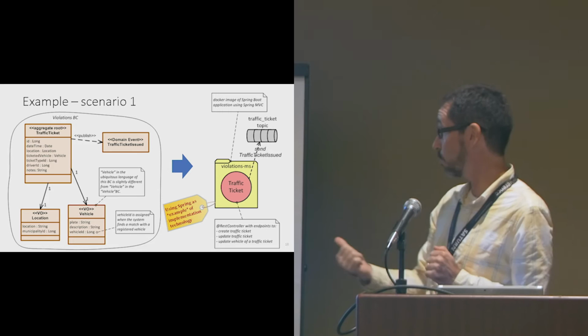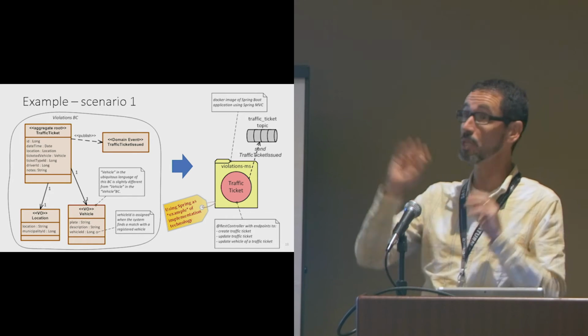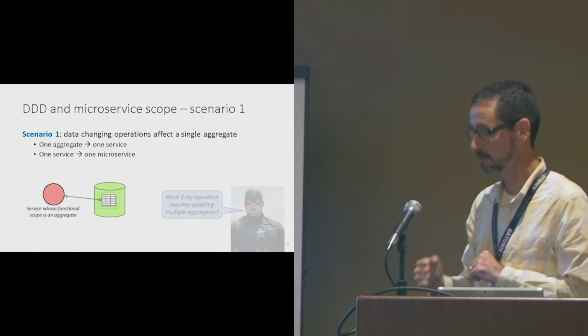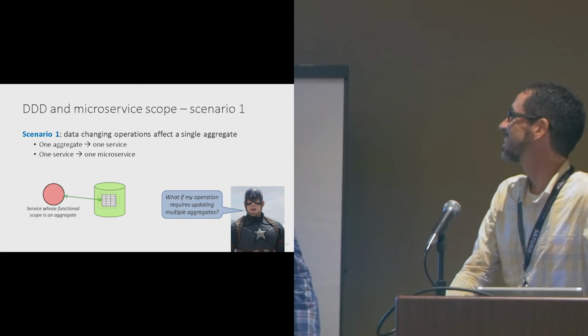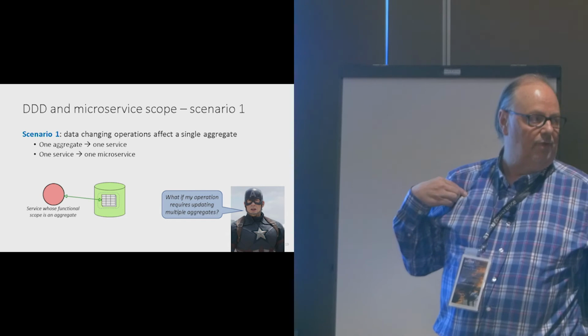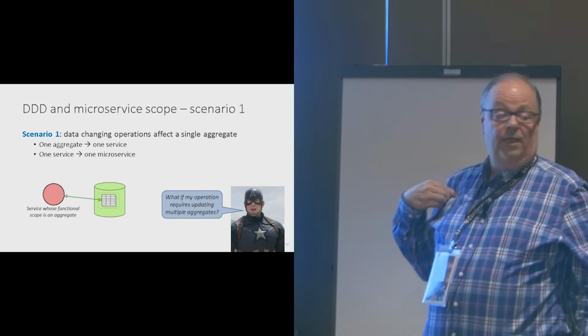In particular, as Joe pointed out, this service happens to send events that we're going to use later on. However, my spider sense is coming up a little bit still. What if I have to be updating multiple aggregates? So what do we need to do there?